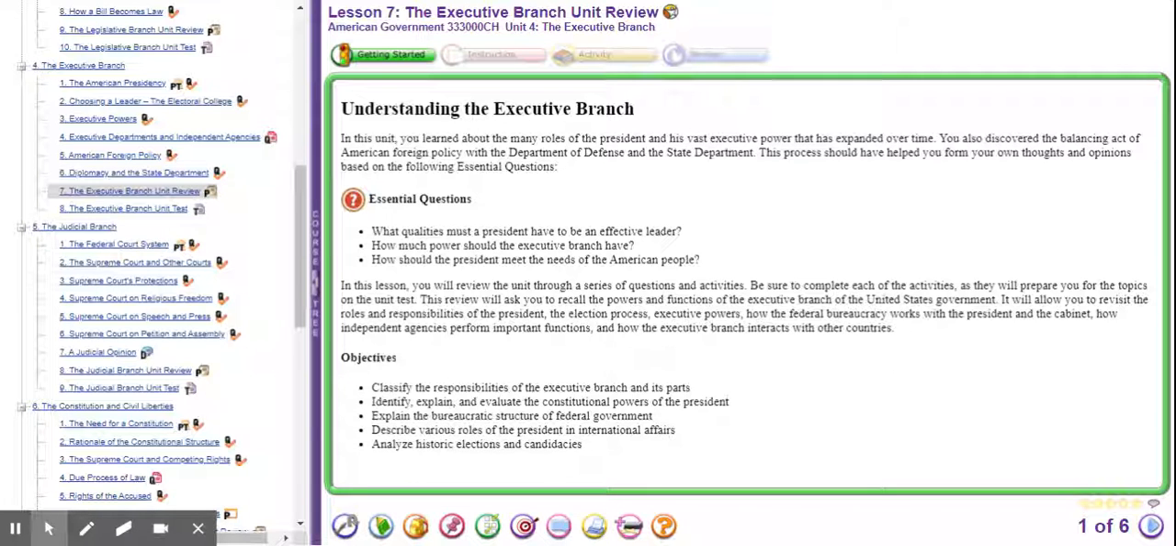We have our test coming up, so I'm going to walk you through this review, and then I'm going to point out just a few things to go back and take a look at from some of the other lessons in Unit 4. So let's get started here.